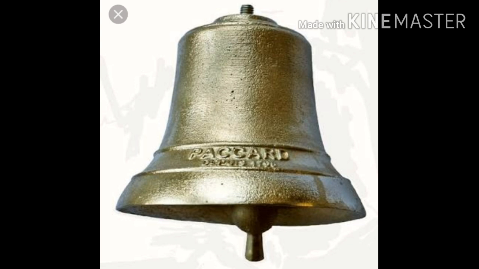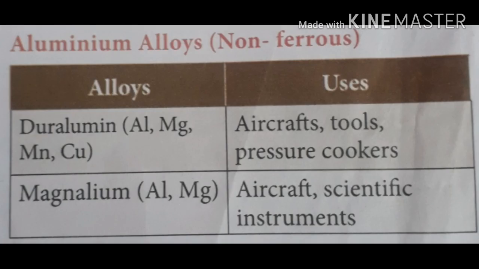That's why probably the bells are made up of bronze. In so many places, like schools, bronze bells are used. Next alloy that we are going to see is aluminium alloy.